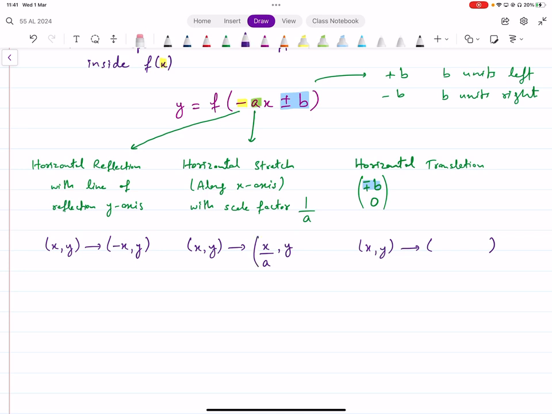In translation, x, y is going to go to x minus plus b, and y will remain as it is. Again, I'm writing minus above and then plus at the bottom because plus corresponds to the minus, and minus in the original function corresponds to the plus.